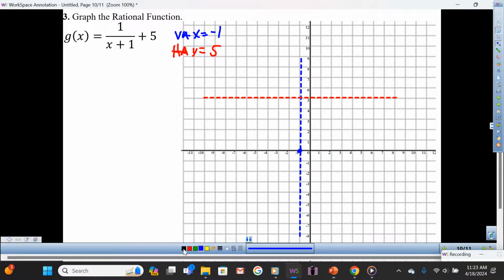Step 2, we need an input-output table. We got X, G of X. So now we need a domain. We need X values. Remind your neighbor how to identify your X values. How to identify the X values. All right? How do we identify the X values, Kimberly?